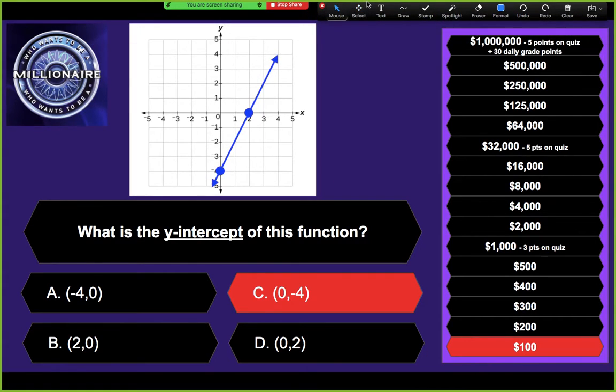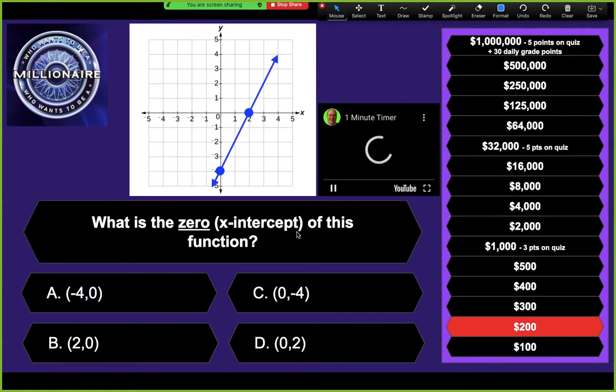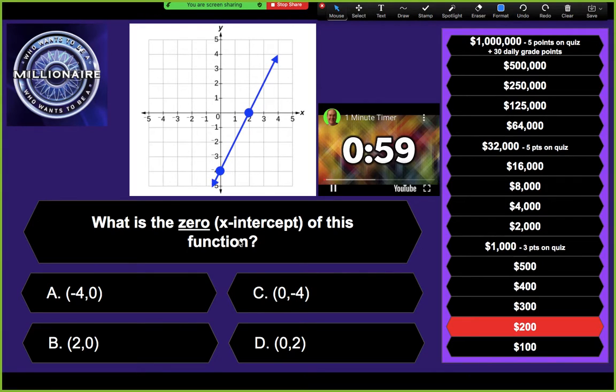Here, I'll put these up here. Okay, same graph for $200. What is the 0 or x-intercept of this function? Notice here that 0 and x-intercept mean the exact same thing. So now I want you to look at this graph. Tell me where your 0 or x-intercept is. If you need more time, this would be a great time to pause it.